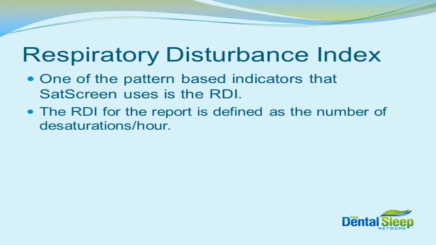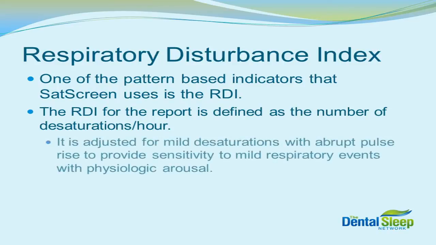The RDI, again, defines the number of desaturations per hour. And we also adjust for mild desaturations. Most disturbances require at least a 4% drop in oxygen. Mild desaturations can be calculated as a 2% drop along with another event, such as a pulse rise.